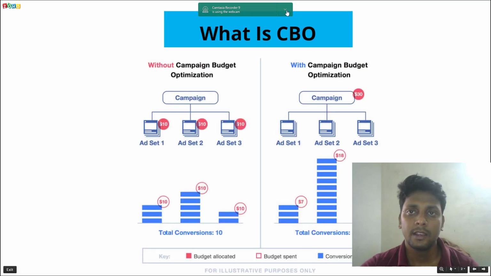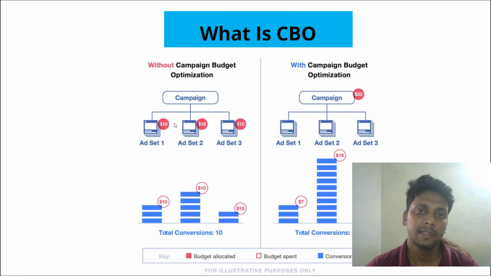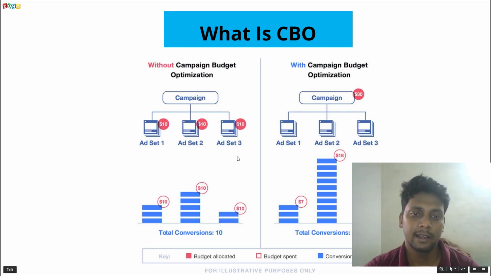So what's CBO? CBO is campaign budget optimization. You can see here, this is how Facebook ads started. We used to have a campaign with multiple ad sets inside it, and each ad set would have a different budget, like $10 or $5 or $3. Each ad set performs with the budget we gave it.